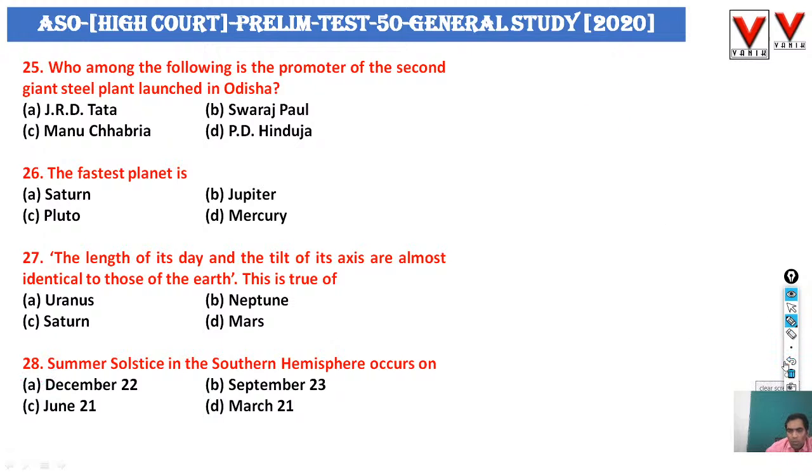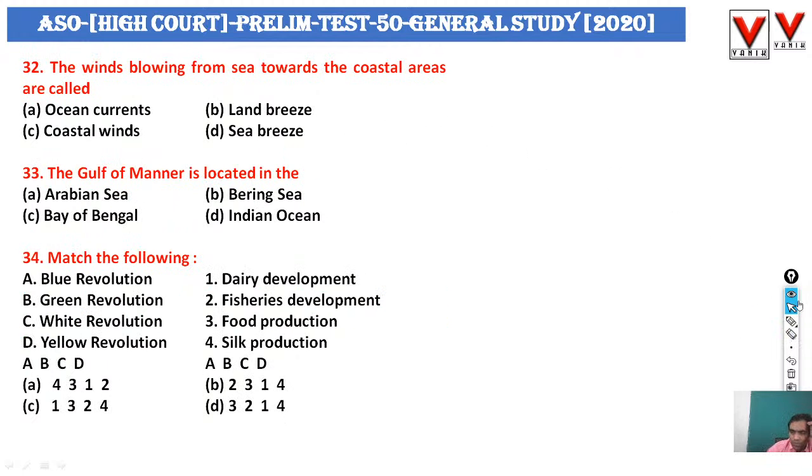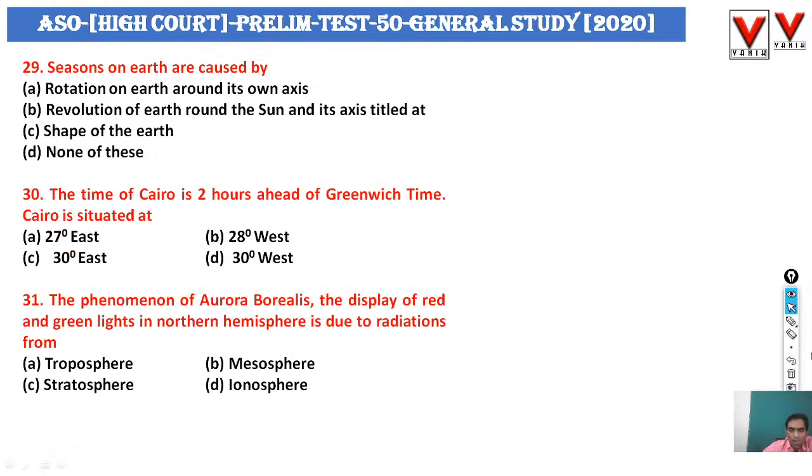Now we are going to proceed further, and discuss the 29th question. Seasons on Earth are caused by revolution of Earth around the Sun and its axis tilted at 66 and a half degrees. Okay, so the right answer is B.